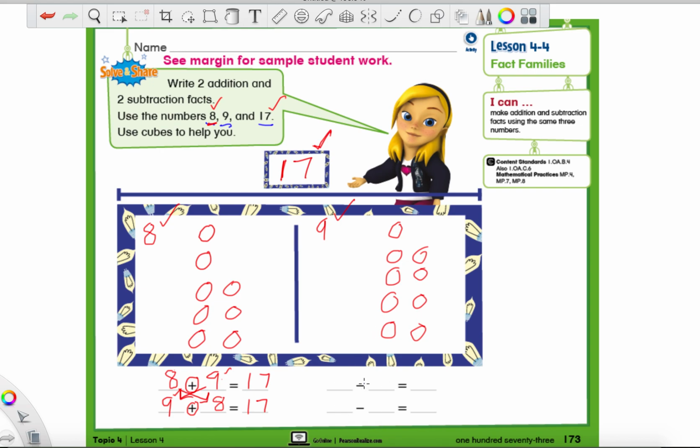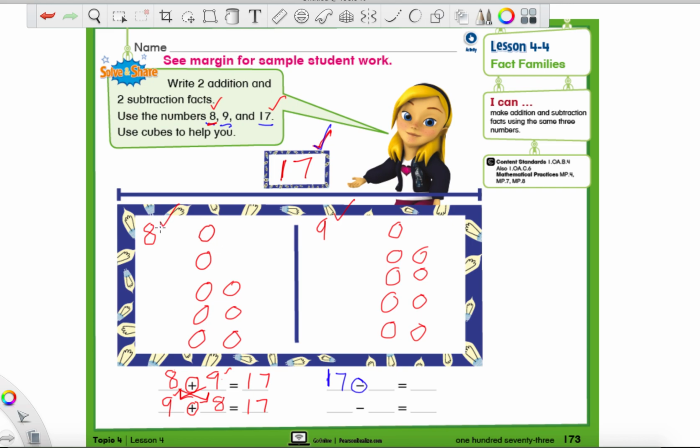So remember, we are now doing subtraction. We are taking away, all right? So if we're taking away, where does our big 17 need to go? Does it go at the beginning or the end? Well, when we subtract and we're taking away, we need to make sure our giant total is at the beginning. So the 17 has to go first. Okay, so we use our 17. Check.